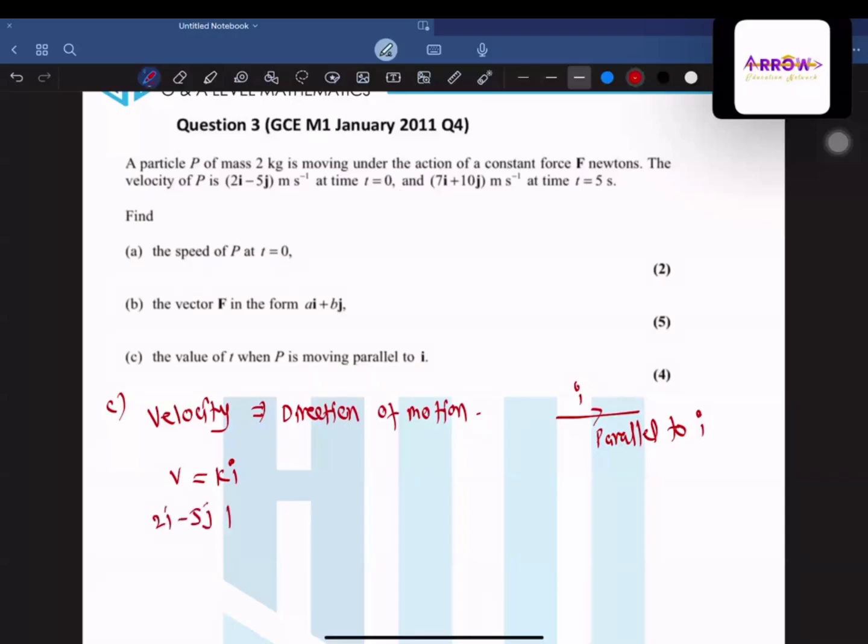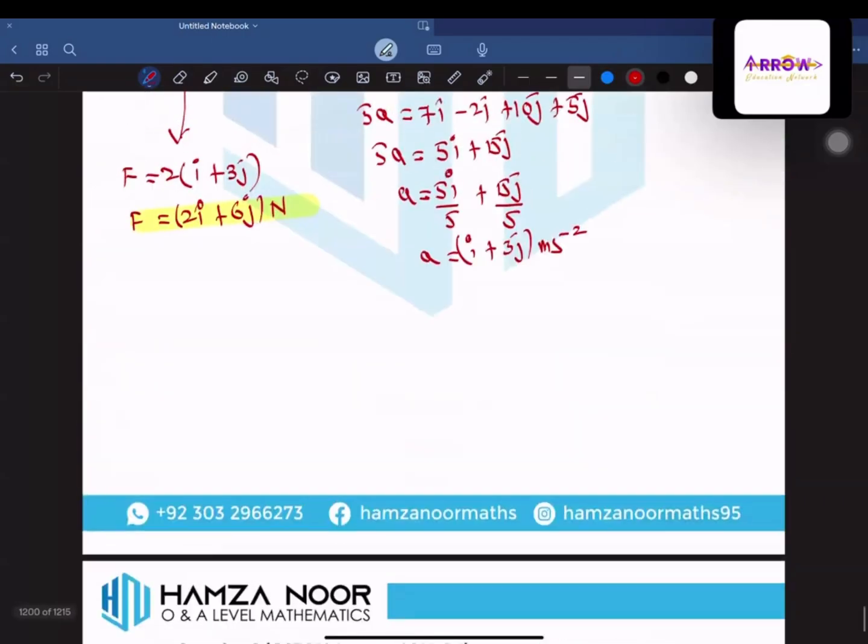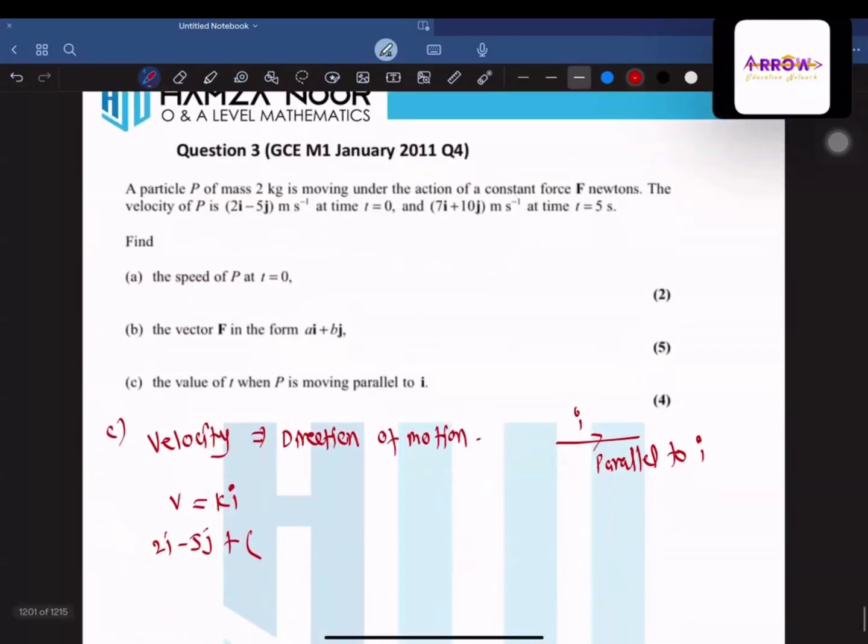Okay, and plus acceleration times t, and the acceleration vector we have found is i plus 3j meters per second squared, and t is basically unknown. So this will be equal to k times i. When one vector is parallel to another vector, we can say that parallel vectors are scalar multiples of each other. So velocity is equal to k times i.